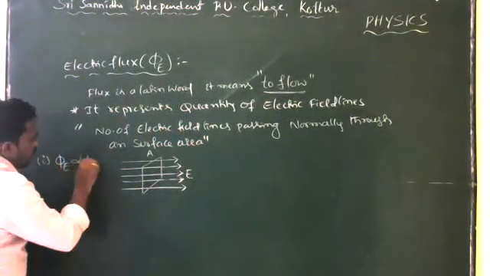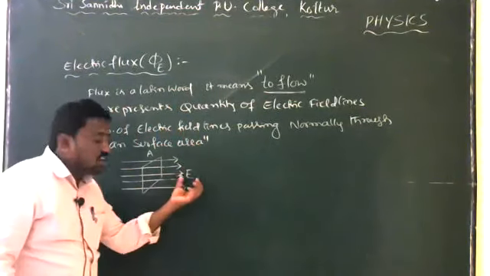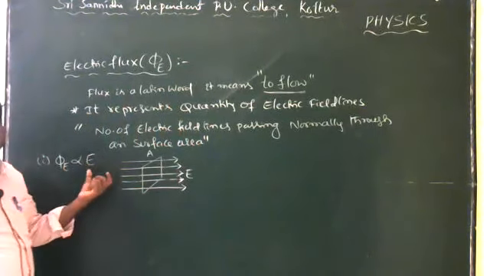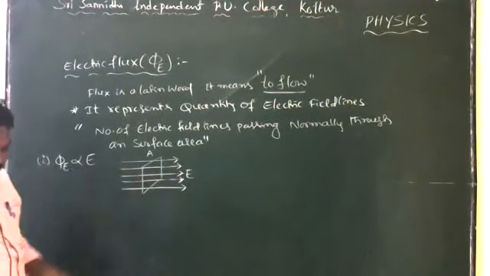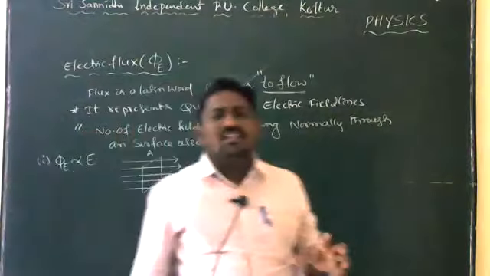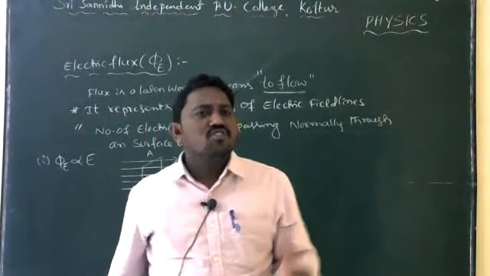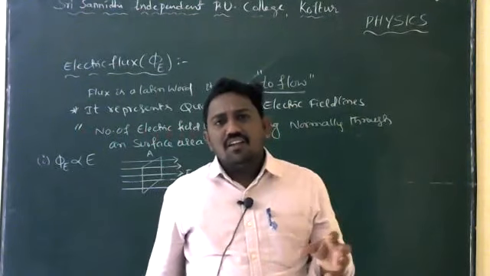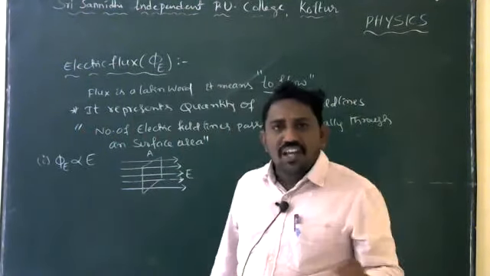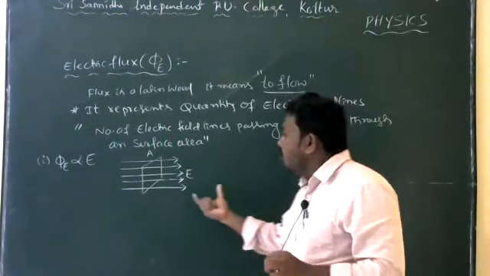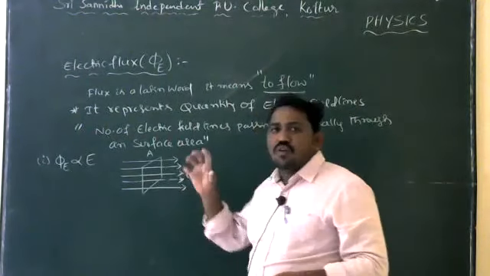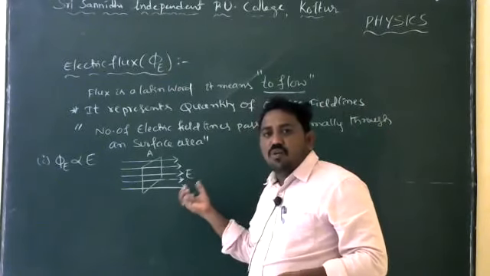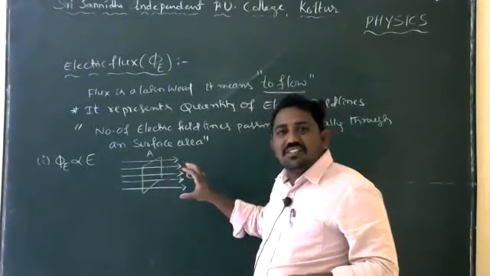Electric flux is directly proportional to electric field. The number of electric field lines will depend on it. Where the number of field lines is more, the electric field is strong. Where the number of field lines is smaller, the electric field is weak. So electric field is more or less, and it is represented by the number of electric field lines. Where more electric field lines are formed at a place, the electric field is stronger. Where fewer lines are formed, the electric field is weak.